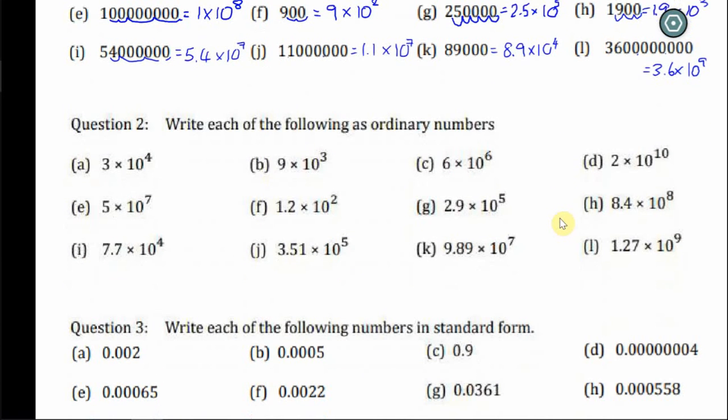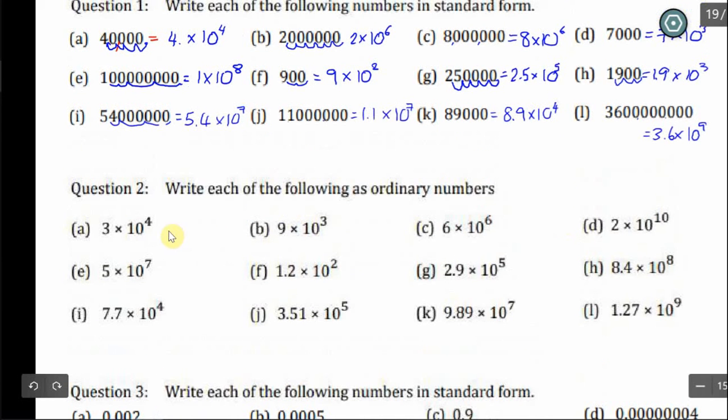Question 2, we're doing the reverse. We're writing numbers that are in standard form as ordinary numbers. So you've seen how to do it the other way around. Here's how I would convert back to an ordinary number. I would first write out the digit that I'm given, and then I would move the decimal point from where it is now 4 times. 1, 2, 3, 4, and I need to include that many zeros, okay, to fill the gaps. So there we go, 30,000 is that number.